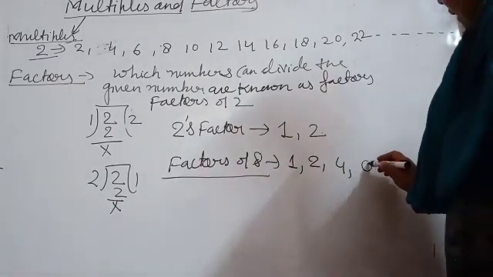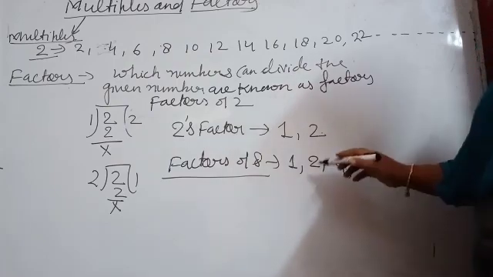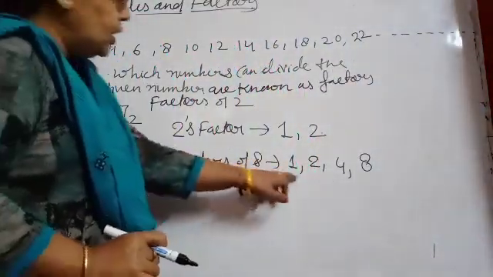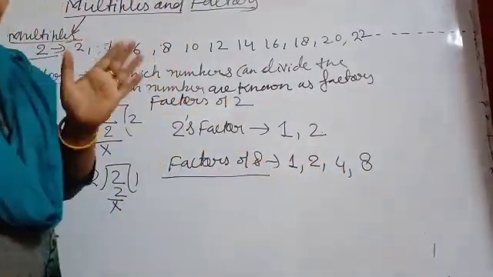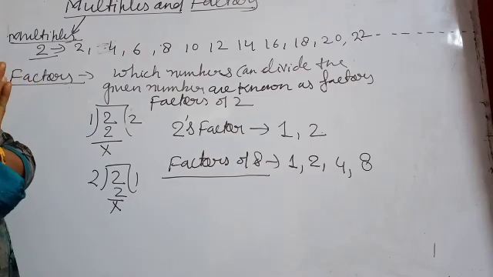In 8's table, 8 comes, 8 times 1 is 8. So 8 can divide 8. So how many factors will there be for 8? See now: 1, 2, 4 and 8. These factors are limited, but multiples can be unlimited.